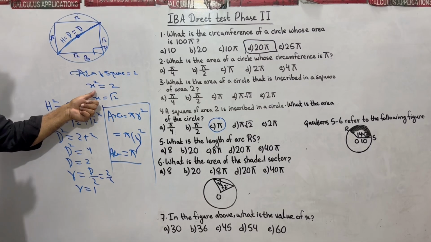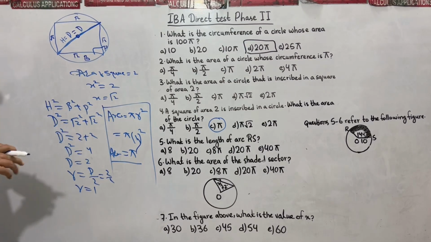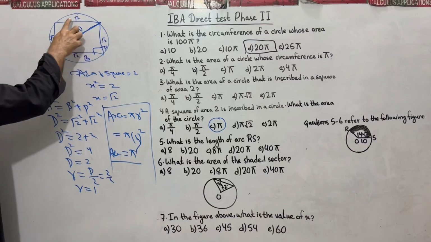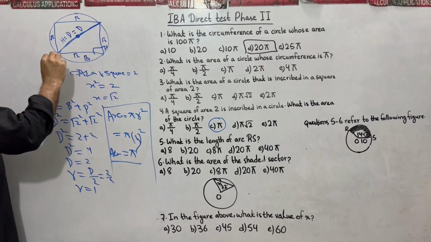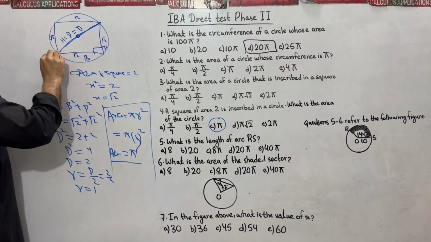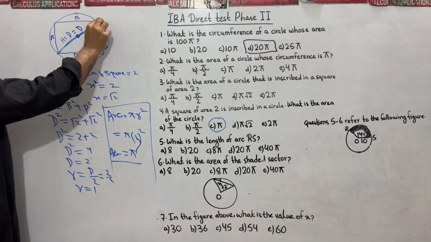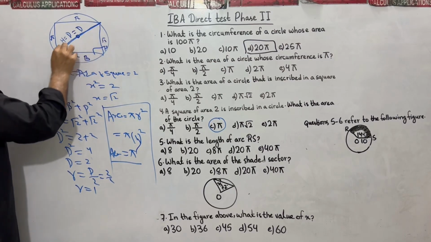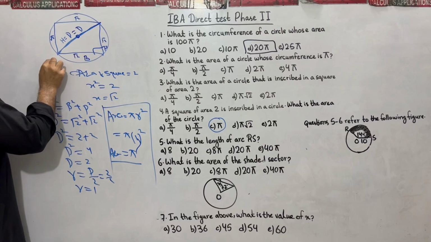Side times side, side square is equal to, side is equal to under root 2. Now this is under root 2. We have discovered the relation. The diagonal, the hypotenuse, is also the diameter of the circle.